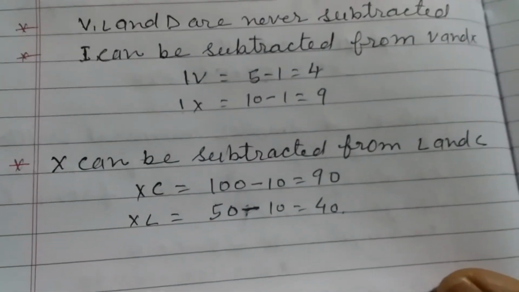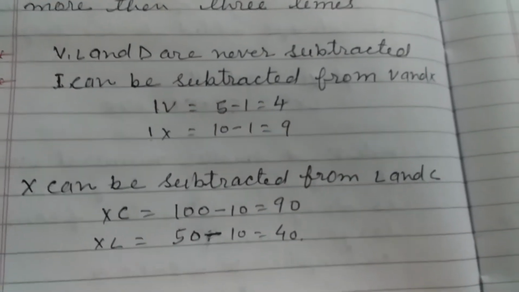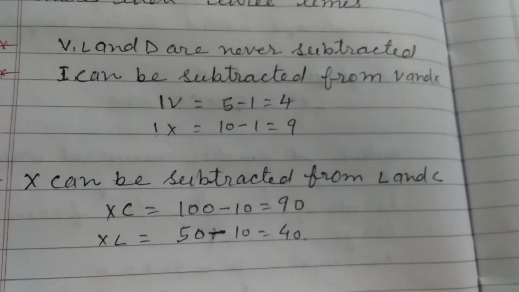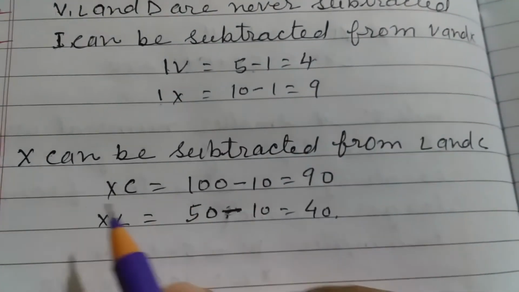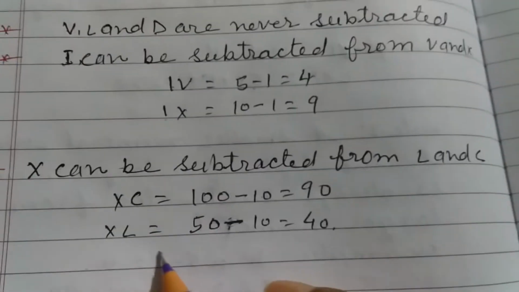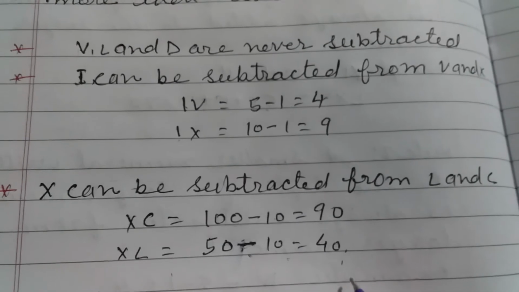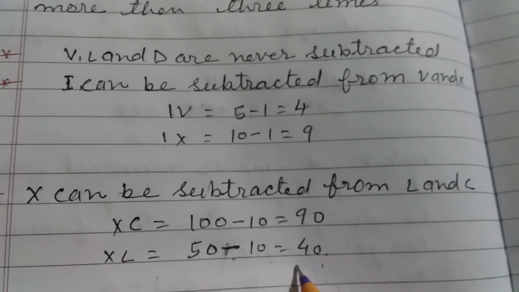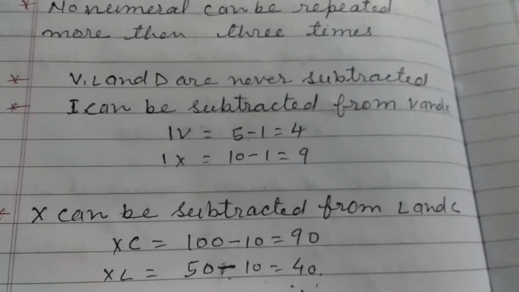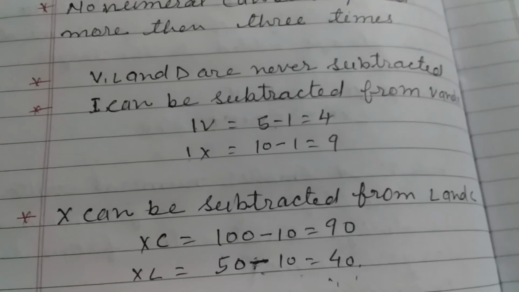Then X can be subtracted from L and C. It means XC is 100 minus 10, 90. XL is 50 minus 10, 40. You have learned these rules, and remember all these things in your mind when you have to do Roman numerals. Thank you.